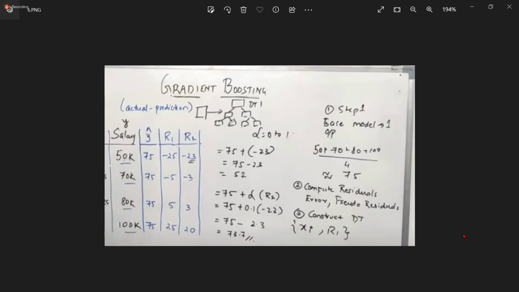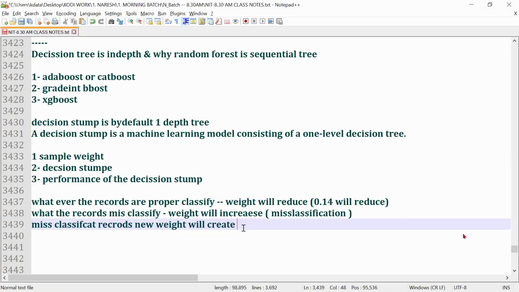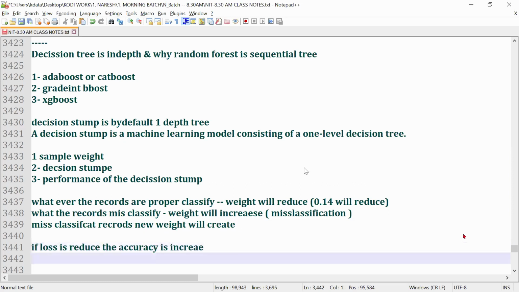I mean to say, if I model with the dependent variable and residual one in the decision tree, can I get residual two? Isn't it, guys? Can I get R2? So residual two. But if you see each and every residual, the errors are increasing or reducing, guys? Reducing. Because if the loss is reduced, accuracy is increased, isn't it? If you do not understand gradient descent, you don't understand gradient boosting, guys.